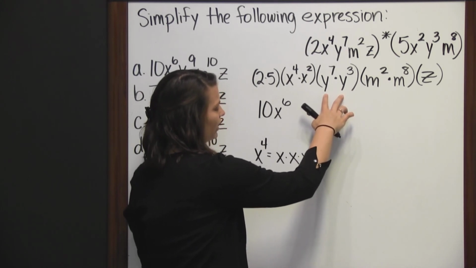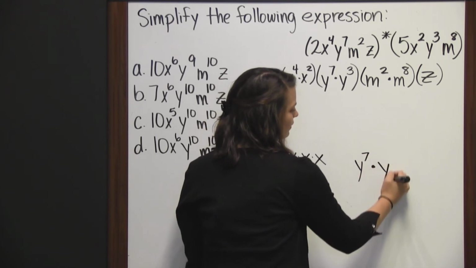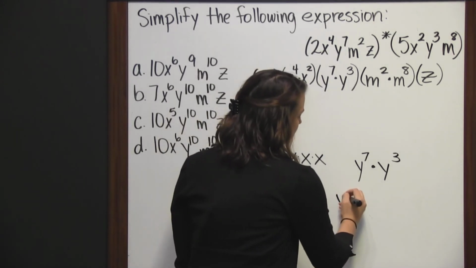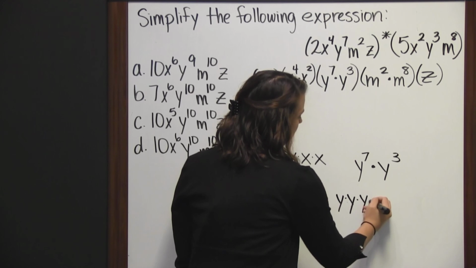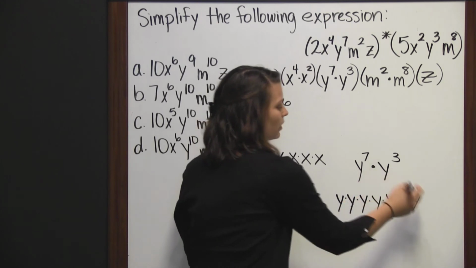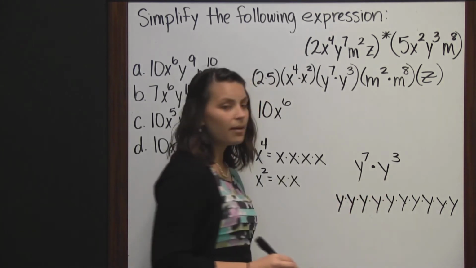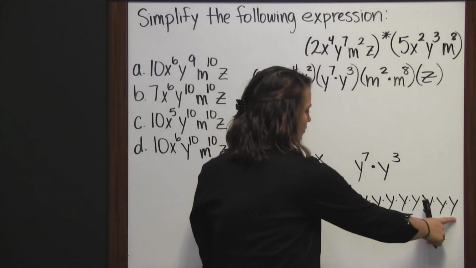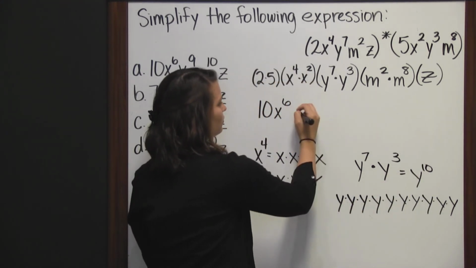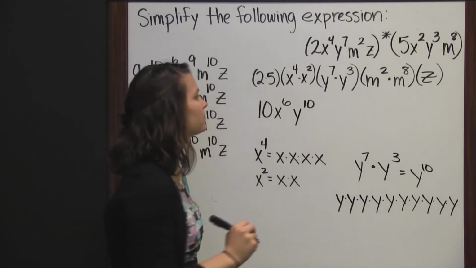And it's the same thing with y to the 7th times y cubed. Let's look at that one a little differently. So y to the 7th times y cubed. y to the 7th is y times itself 7 times, 1, 2, 3, 4, 5, 6, 7, times y cubed. So times 1, 2, 3. So what we end up with is y times itself a total of 10 times. So y to the 7th times y cubed is y to the 10th. Or again, we're adding those exponents.